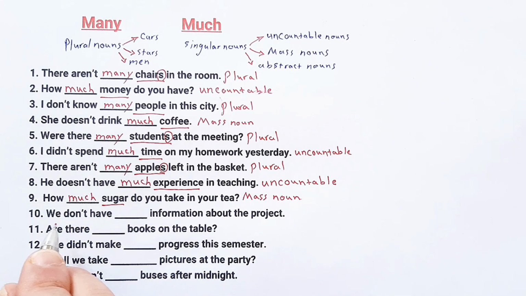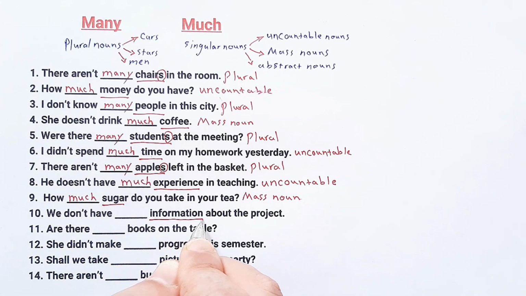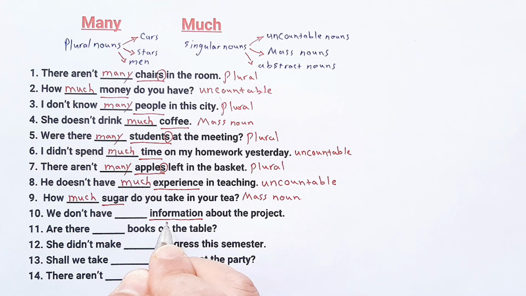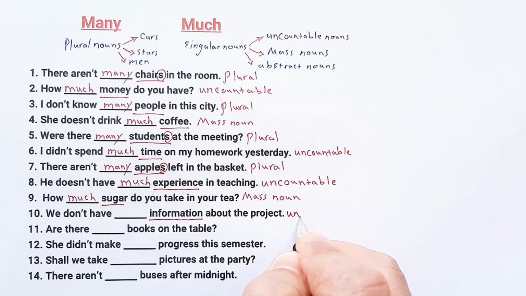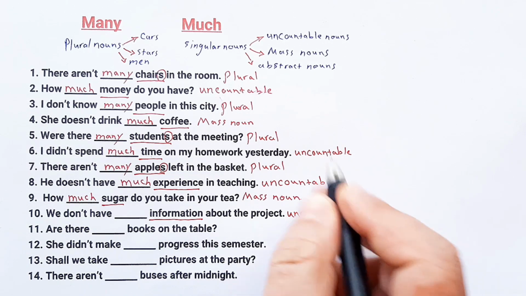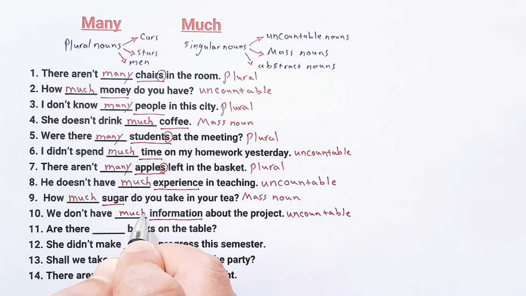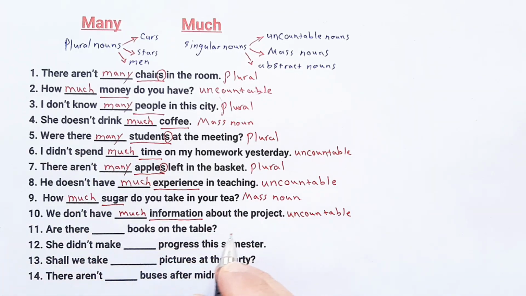Number 10, we don't have blank information about the project. Here the keyword is information, and in English grammar it is an uncountable noun. For them we must use much. We don't have much information about the project.